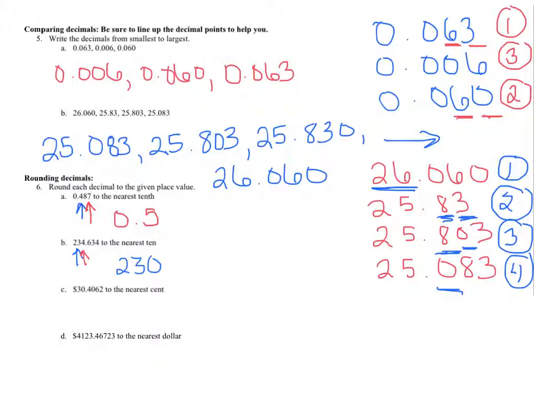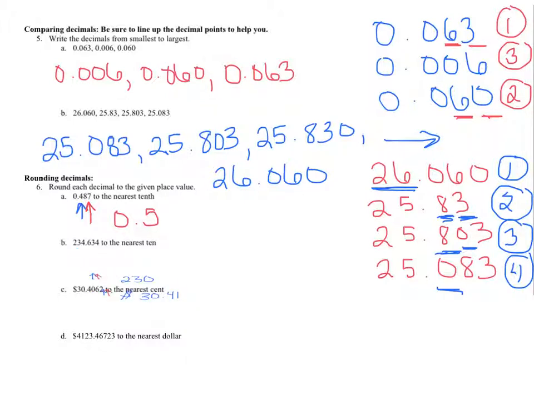For part C now, we want to round $30 and 4,062 ten-thousandths to the nearest cent. Well, the nearest cent means 2 decimal places, so that's this 0 here, meaning we need to look at the 6 next to it to decide how to round. So since the 6 is more than 5, I'll round up to $30 and 41 cents.